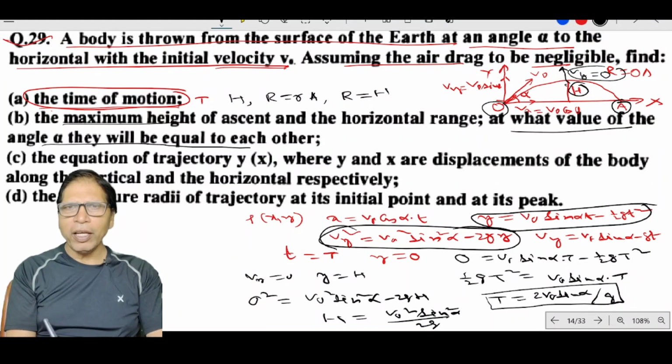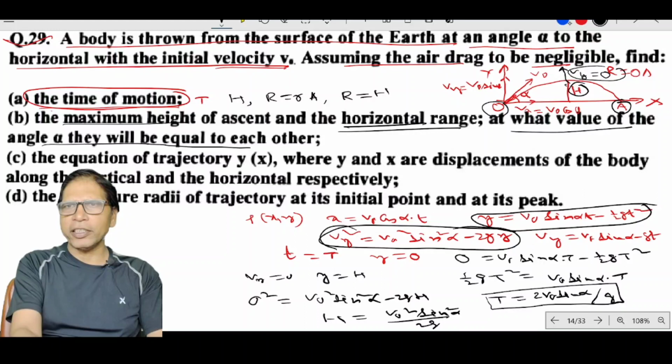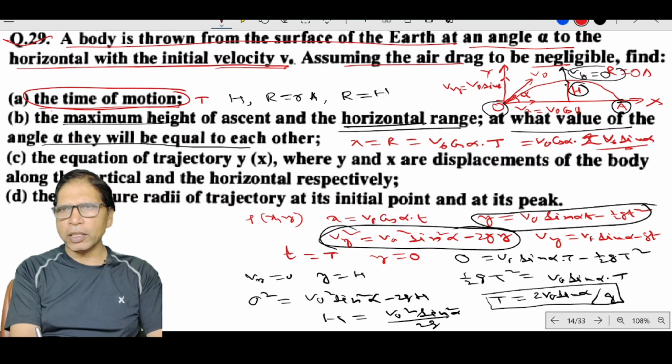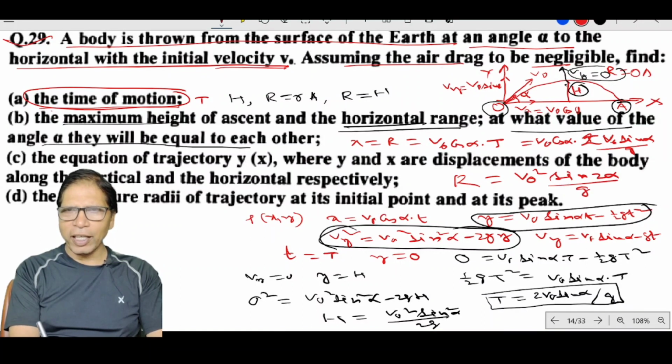Okay, no problem. Now we have to calculate the horizontal range. The horizontal range x equals R equals v naught cos alpha into the total time of flight. Now this becomes v naught cos alpha and the total time of flight, which is 2 v naught sin alpha whole divided by g. Therefore, R equals v naught square sin 2 alpha by g. Okay, understood.